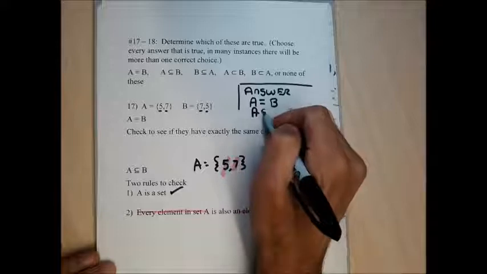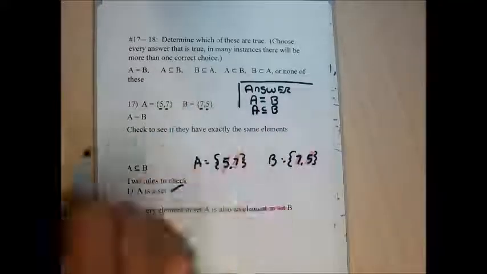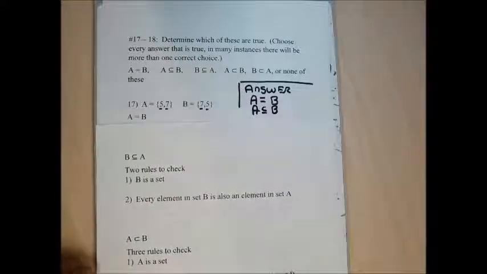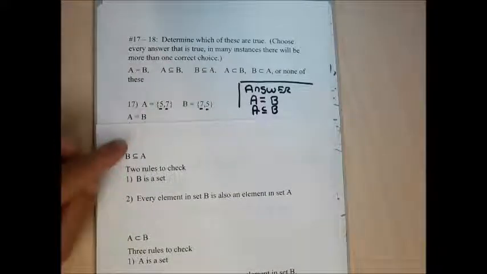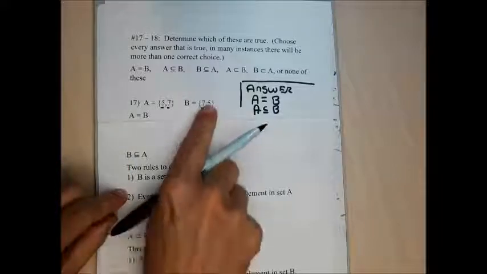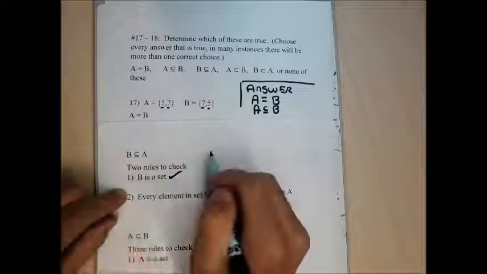There isn't that third rule that would make this answer no. We'll get to that in a little bit. Next thing I'm going to check to see is if B is a subset of A. For B to be a subset of A, B needs to be a set. I look at set B. It's in set braces, so B is a set.